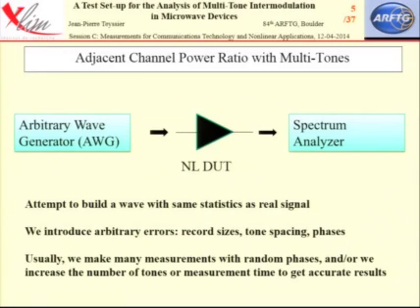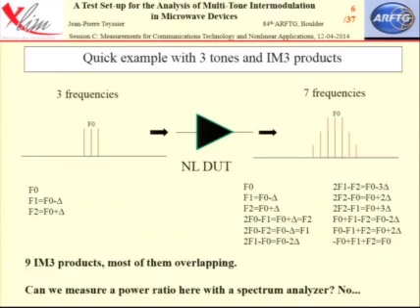Obviously, doing this, we introduce arbitrary errors in our system, because we will decide the duration of the wave, the record size of the wave. We'll decide the tone spacing. That's more or less the same thing. The longer we'll have, the longer will be our sequence, the more tones we will have, and also the phase of the tones. So usually we make this kind of measurements. We repeat this measurement and we randomize phases, and we retry, and or we increase the number of tones to get accurate results. So let's look what's going on.